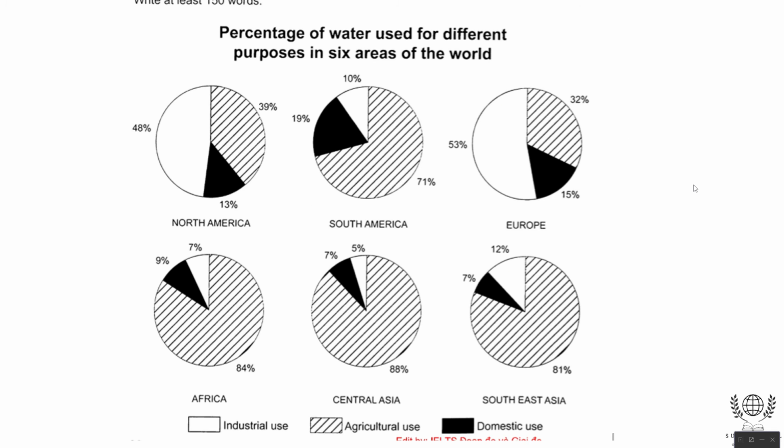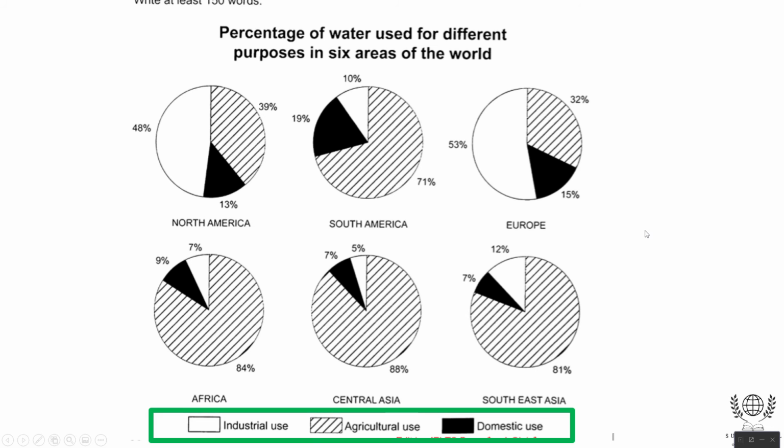Time to divide information. And again, it's quite challenging here because we see 6 separate pie charts. Right? And so we might be tempted at a moment of stress when we have a time limit here to perhaps describe each pie chart individually. But instead, we can see that actually there are only 3 categories within all of these 6 countries that these pie charts are describing: industrial use, agricultural use, and domestic use.